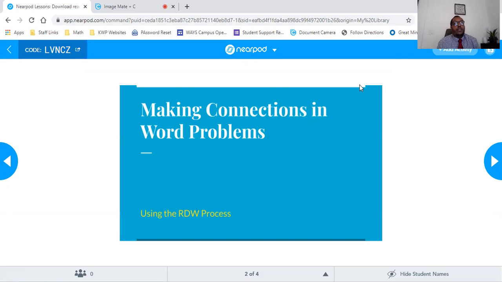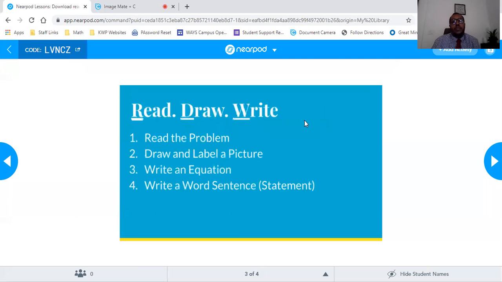Hello, today we are going to be going through making connections in word problems using the RDW, or the read, draw, write process. So before we get into the actual word problem, let's review what the read, draw, write process is. So we are going to first read the problem.